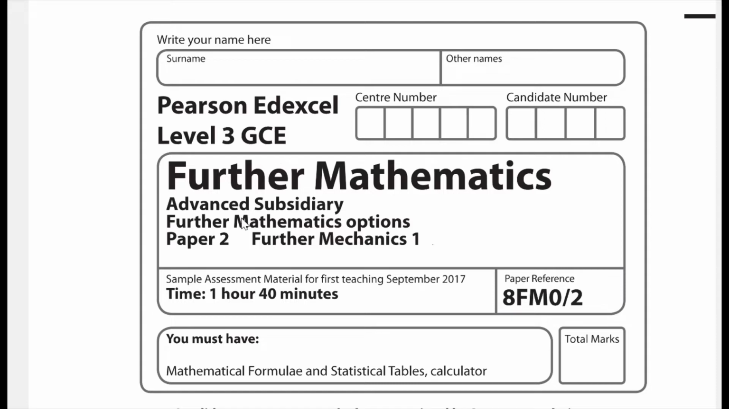Hi guys, this is the Edexcel AS Level Further Maths Paper 2, taking a look at the Further Mechanics 1 section, and this is from the sample papers.